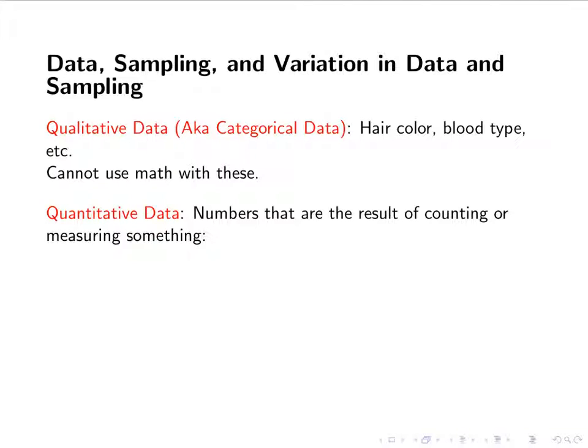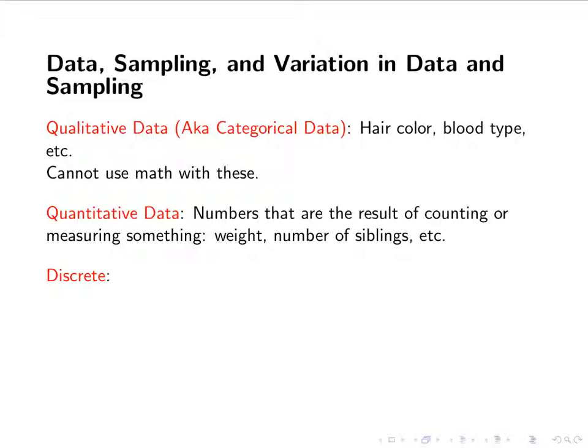Quantitative data, however, are data that are numbers, and numbers that are the result of counting or measuring something. So not just numbers, but numbers that result, again, in either counting something or measuring something. For instance, weight is something that you measure. Number of siblings, something that you count. If you were just going with what's your favorite number, that would actually be categorical data because it's not measuring something, it's not counting something. So again, it's not just numbers in general, but numbers that are a result of counting or measuring.